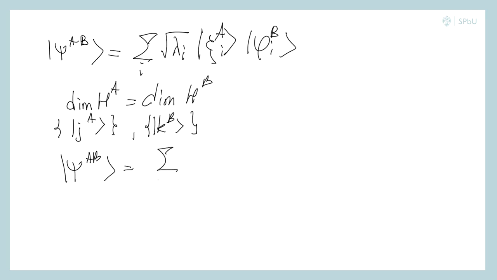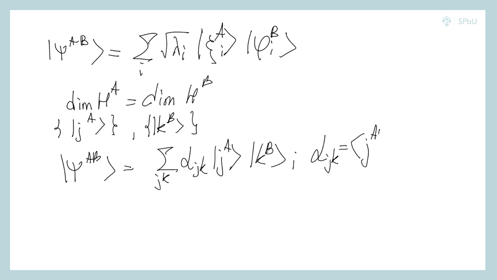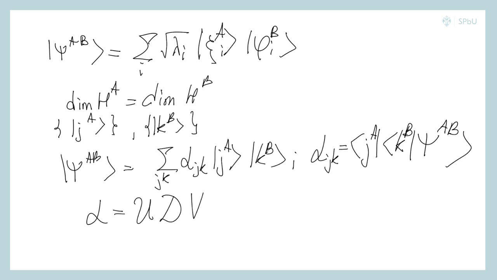equals the sum over g, k of alpha gk |g A>|k B>, where alpha gk are the coefficients. Alpha gk equals the bra g A, bra k B, and ket psi AB. The coefficients alpha gk form a matrix alpha, which could be diagonalized. So alpha equals U D V.